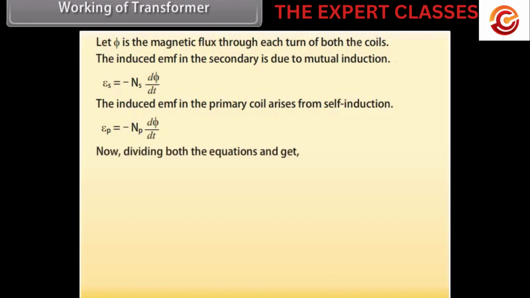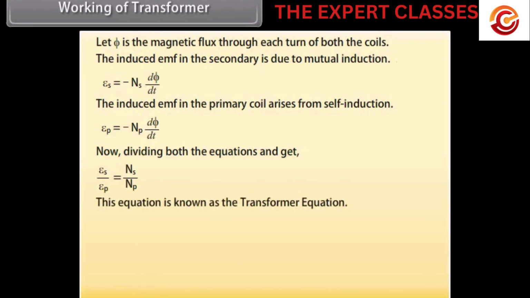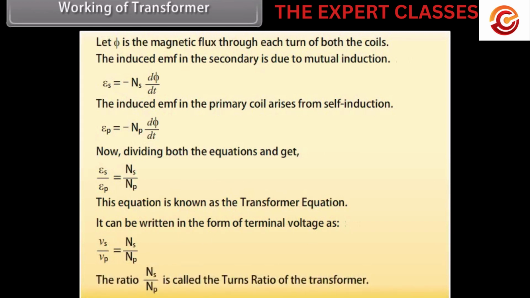Now, dividing both the equations, we get ES/EP = NS/NP. This equation is known as the transformer equation. It can be written in the form of terminal voltage as Vs/Vp = Ns/Np. The ratio Ns/Np is called the turns ratio of the transformer.